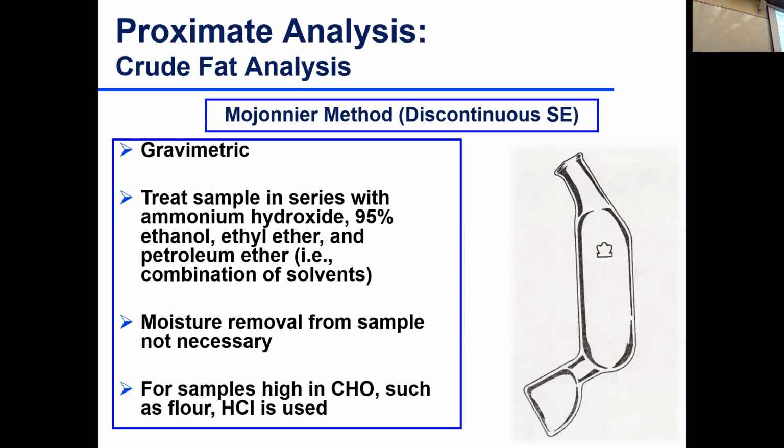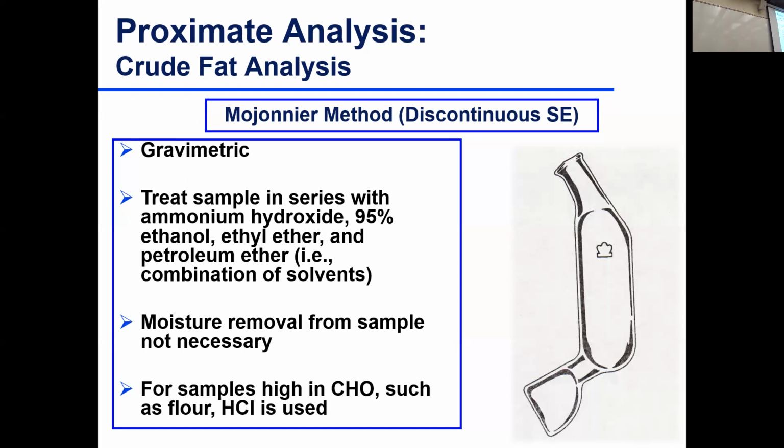And usually with cheese, we do that specifically because the cheese curd, the protein forms a curd and the fat is entrapped within that curd. So basically we use ammonium hydroxide to kind of solubilize the protein, break up the curd so that the fat can easily be released, so that the solvent can extract better the fat.